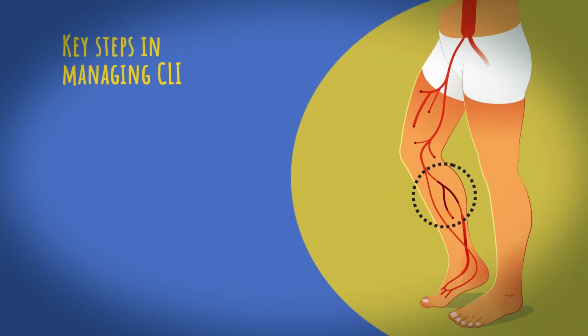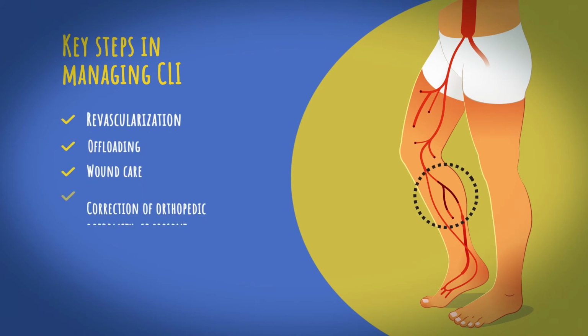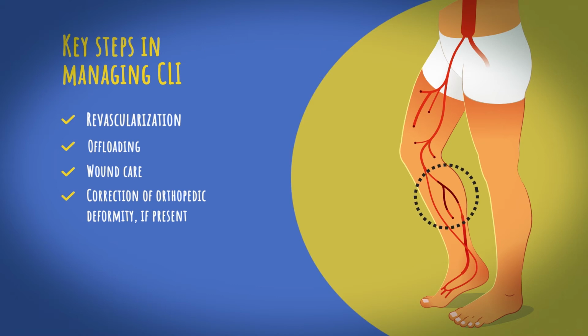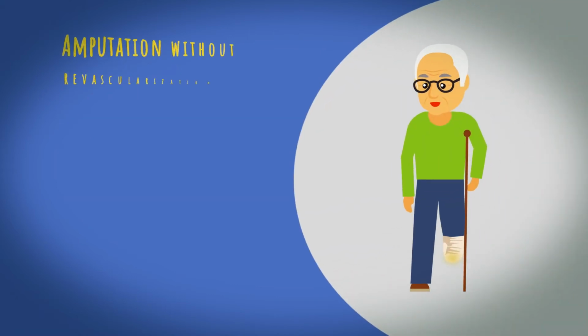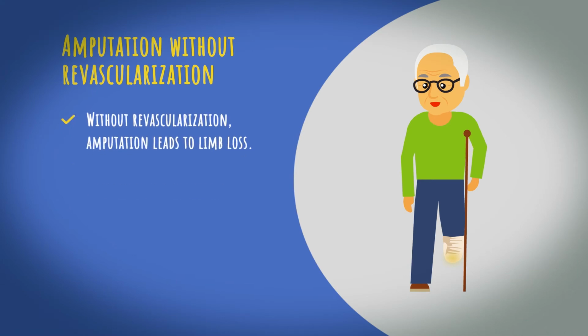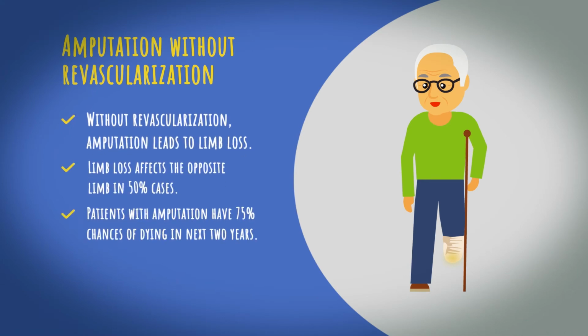The key steps in managing CLI are revascularization, offloading, wound care and correction of orthopedic deformity if present. Without revascularization, amputation leads to limb loss. Limb loss affects the opposite limb in 50% of cases. Patients with amputation have 75% chances of dying in the next 2 years.